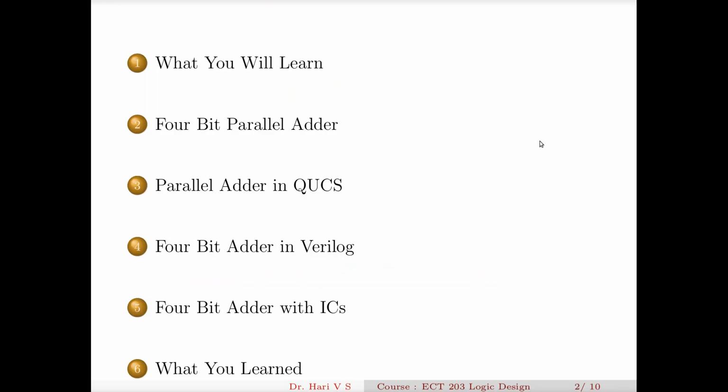So what you see in this session are first your learning outcomes, then the 4-bit parallel adder and its structure, then the simulation of a parallel adder in QUCS, then the 4-bit parallel adder in Verilog, and we will see the implementation of a 4-bit adder with IC 7483, and in the end a summary of your understanding.